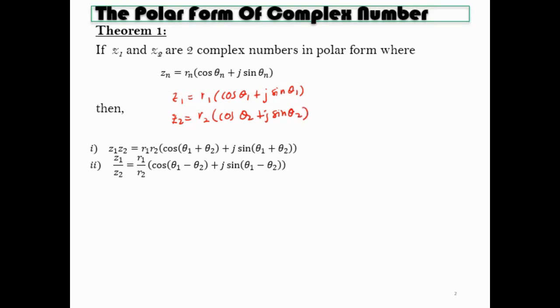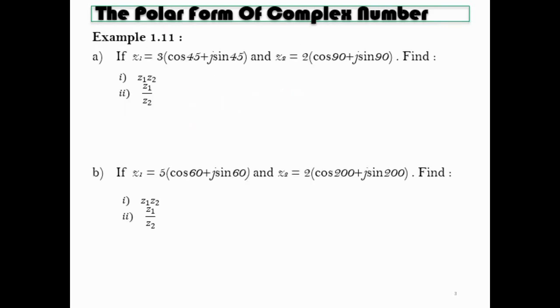If we want to multiply Z1 and Z2, we multiply the modulus, but the angle or theta, we just add together. Whereas for division of Z1 by Z2, the modulus R we divide, R1 divided by R2, and the angle we subtract. So this is the theorem for multiplication and division of two polar forms. We just follow this theorem. Let us try to do this one.